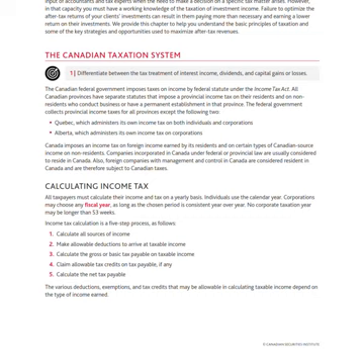The federal government collects provincial income taxes for all provinces except the following two: Quebec, which administers its own income tax on both individuals and corporations; and Alberta, which administers its own income tax on corporations.